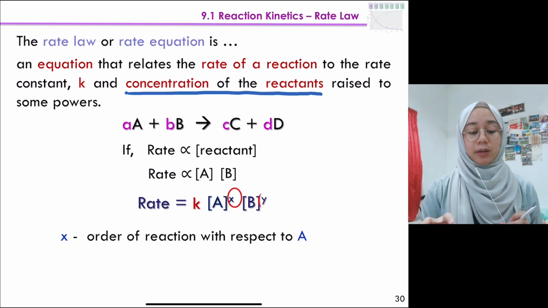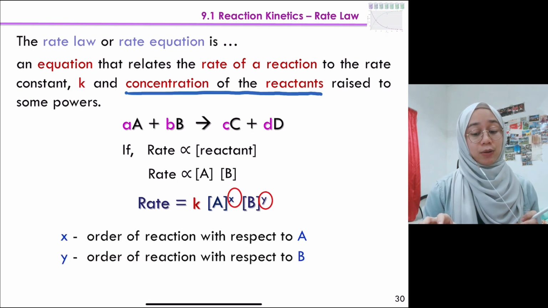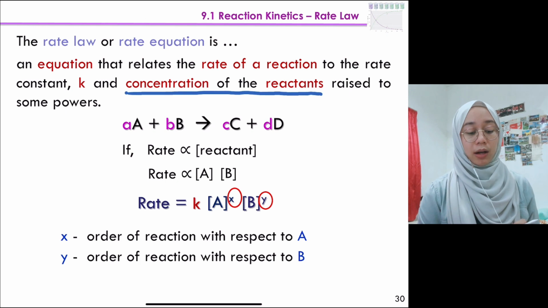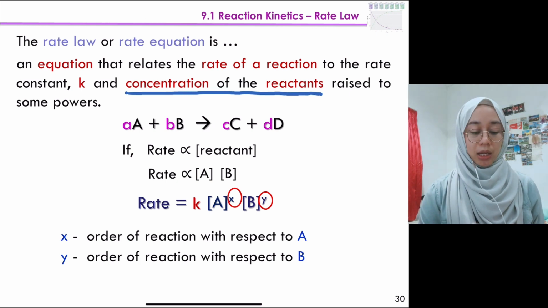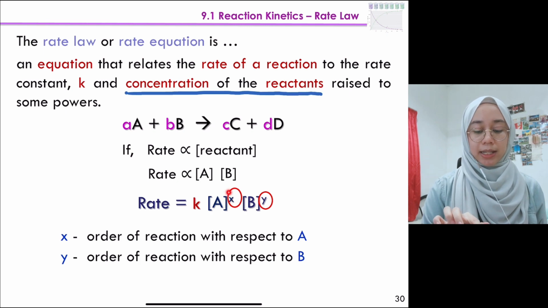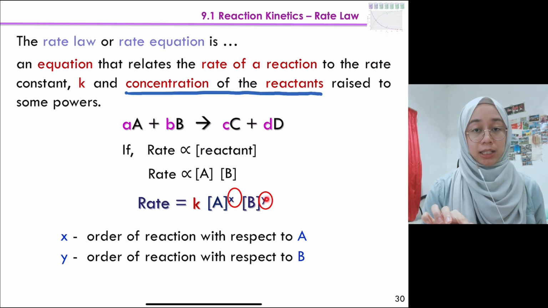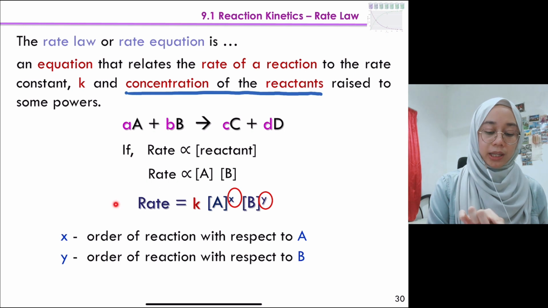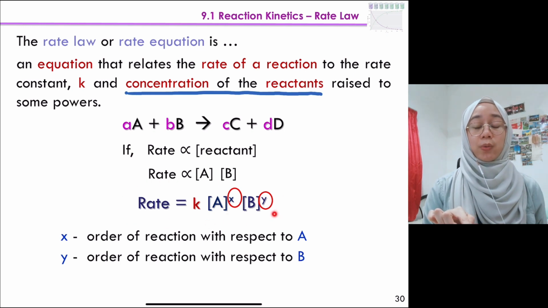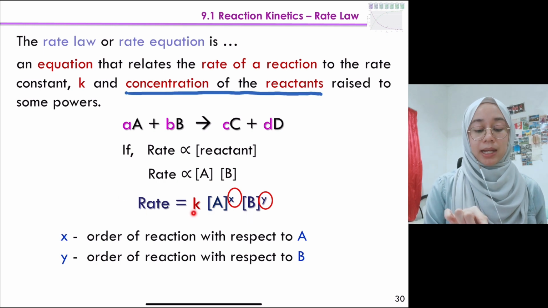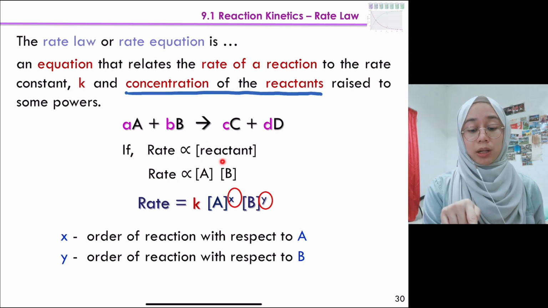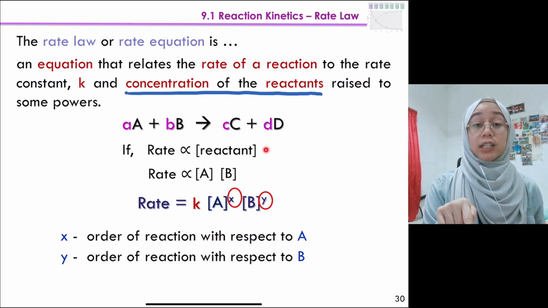So apa dia x dengan y ni? x is the order of reaction with respect to A, meanwhile y is the order of reaction with respect to B. So x dengan y kat sini adalah order of reaction. The whole thing yang ada dekat sini, that is what we call the rate law. Dalam rate law mesti ada k, ada constant dekat situ. Bear in mind rate is directly proportional to reactant punya concentration.